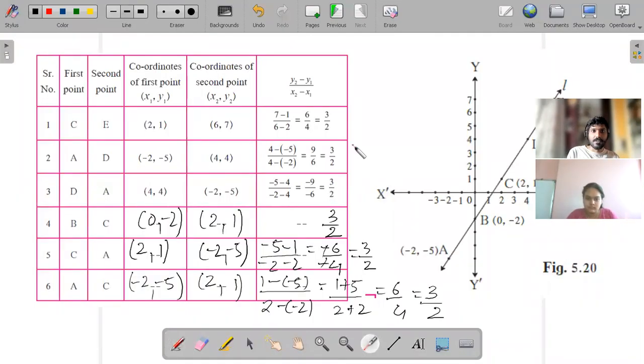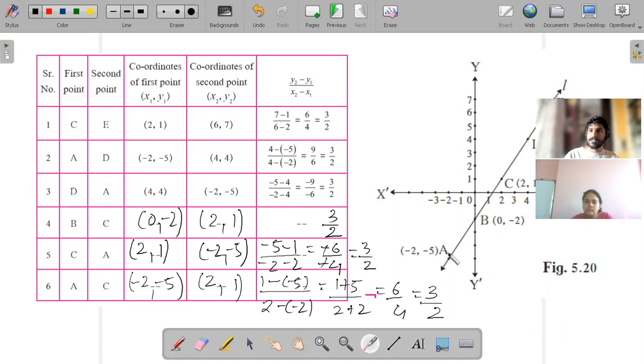Now, if you look at this carefully, it is the same line. A, C, E, A, D, A, B, C, and A, C. It is all the same line, and you have got the slope to be equal. 3/2, 3/2 everywhere because it is the same line. So finding the slope, although it is different parts, all the different parts, but the line is the same.